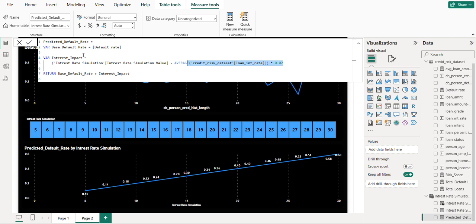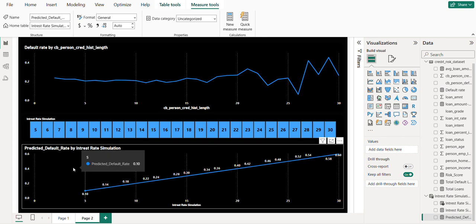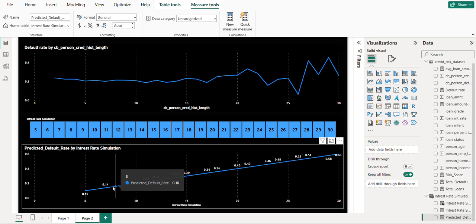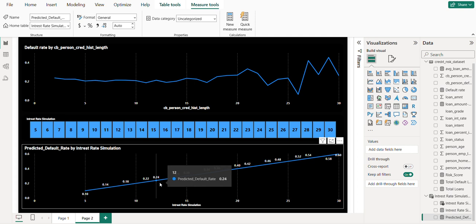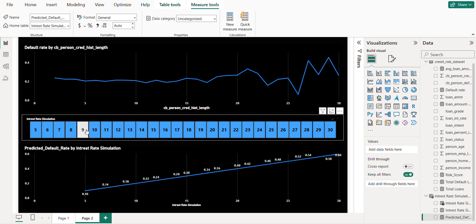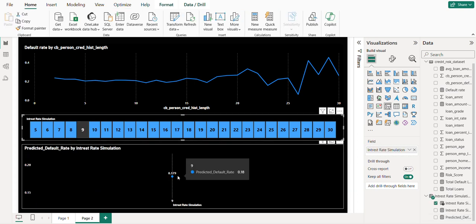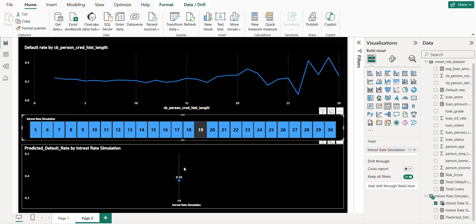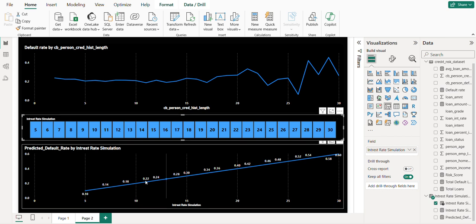Coming to the analysis part, this line chart clearly indicates that as the interest rate rises, the default rate increases. This confirms that a higher borrowing cost may lead to more defaults. As we increase the interest rate, the default rate also increases. See, from 9 we come directly to 0.17, and going to 19 it's 0.38. This is how the analysis interprets the results.